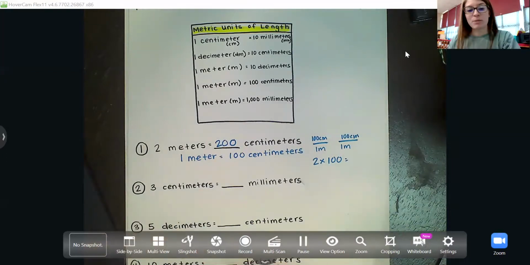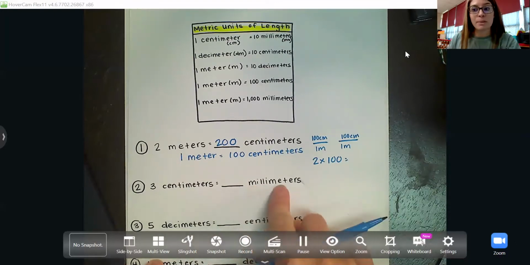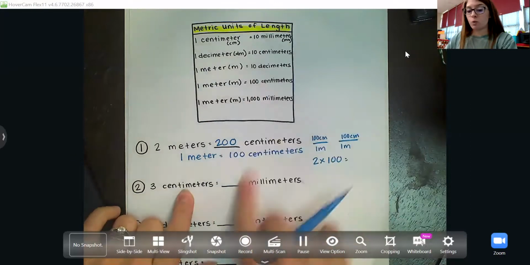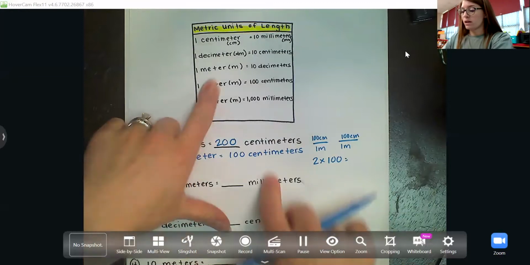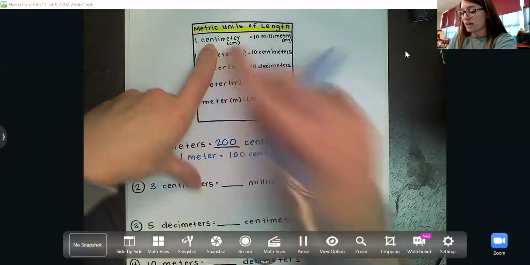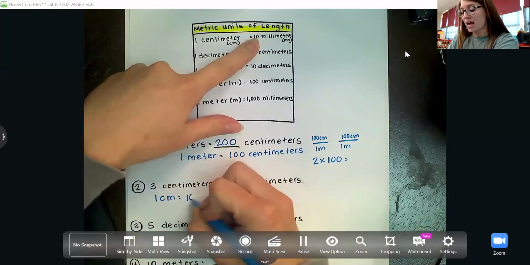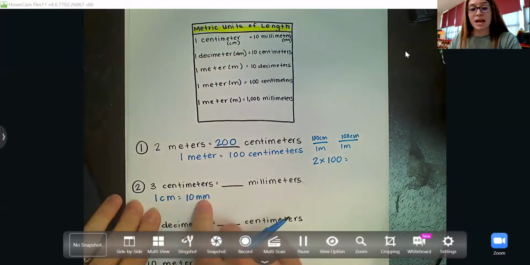All righty, let's look at number 2. We've got 3 centimeters and they want to know how many millimeters that is. So I'm going to look at my conversion chart for which one changes centimeters to millimeters. I see that 1 centimeter is equal to 10 millimeters. So for every 1 centimeter, there are 10 millimeters.